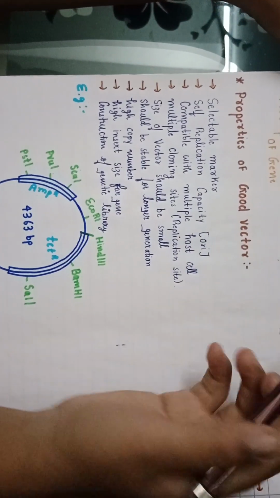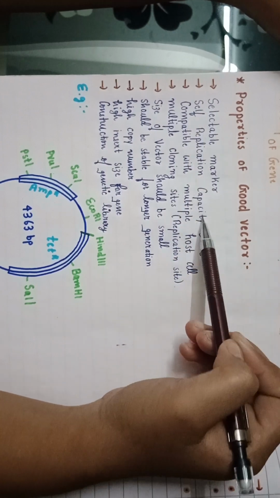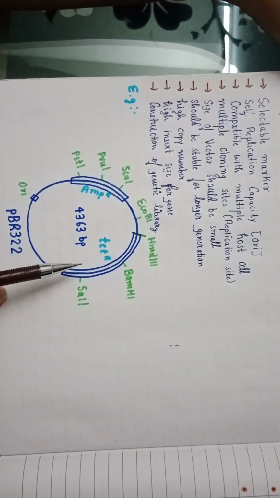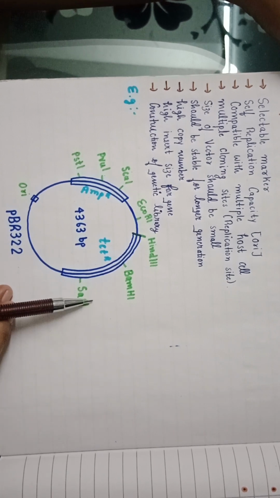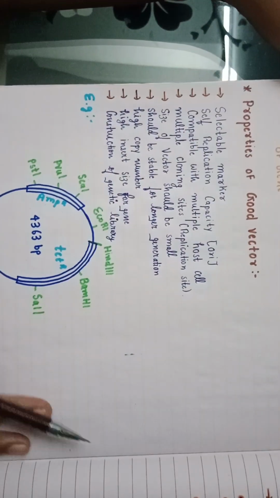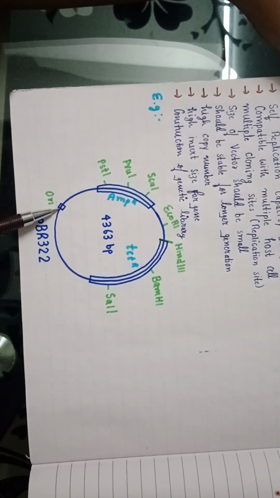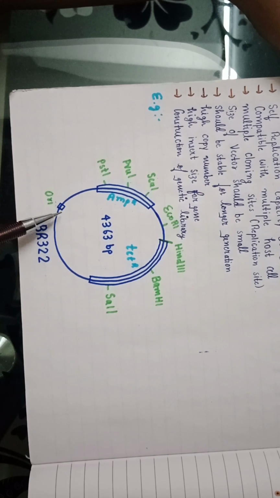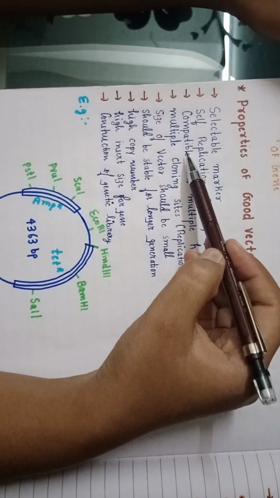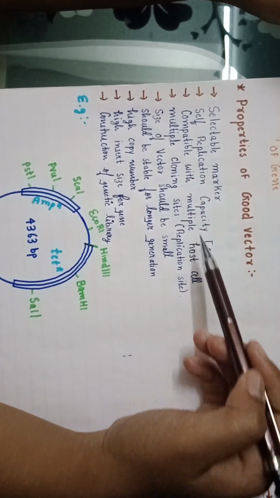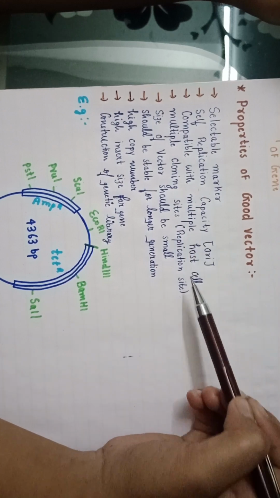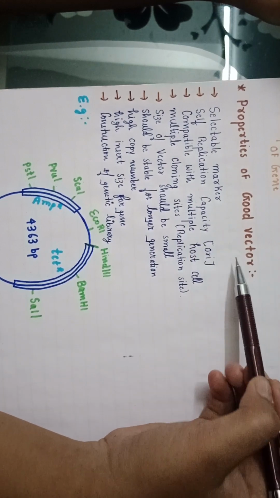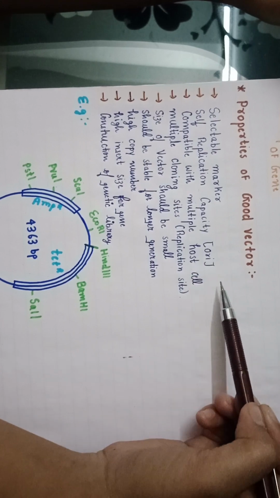Now, the second property is self-replication capacity. A plasmid should have self-replication capacity so that it can self-replicate in the host cell, such as the ORI site. From this ORI site, the plasmid, or we can say the vector, will replicate itself. The third property is compatibility with multiple host cells. A vector should be compatible with multiple host cells. For example, if we are using one vector, then it should be compatible with a number of host cells.